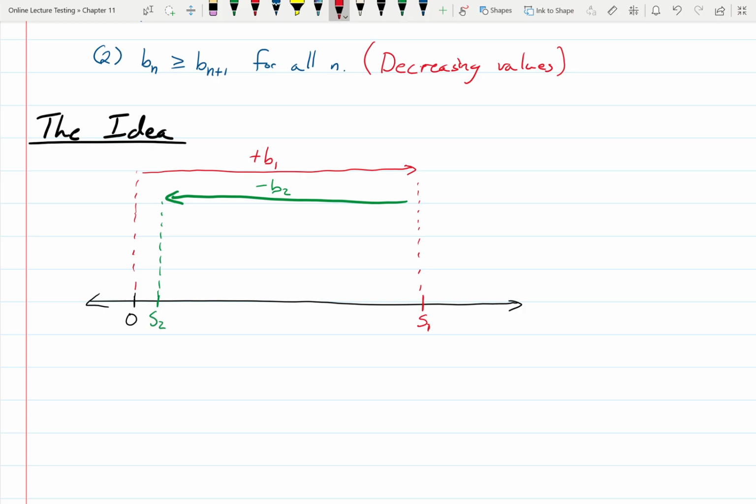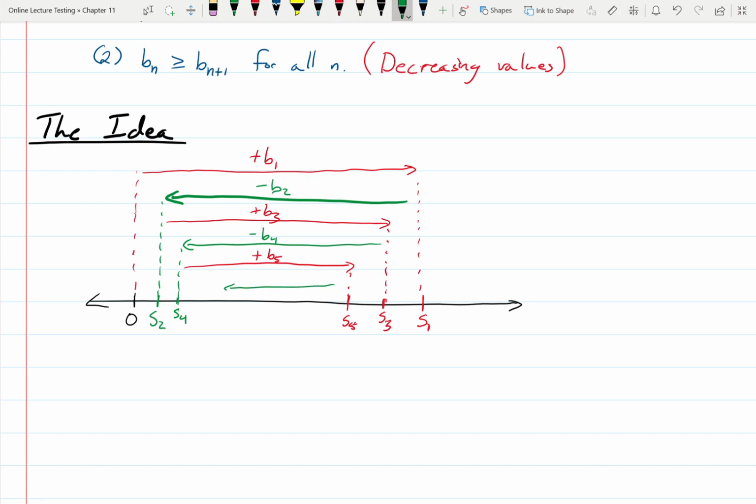Then I'm going to add to that B sub 3. B sub 3 is smaller than B2, so it's not going to go all the way back to S1. So I have the new partial sum, S sub 3. Then I'm going to continue this. I'm going to subtract again B4, and we get S4. Then I'm going to add again B sub 5, so we get S sub 5. Then I'm going to subtract again, so we get S6.